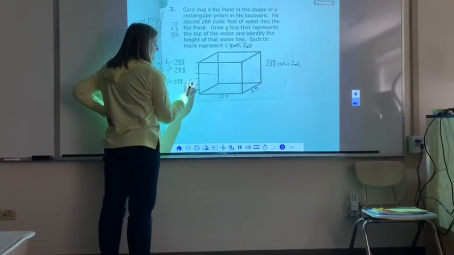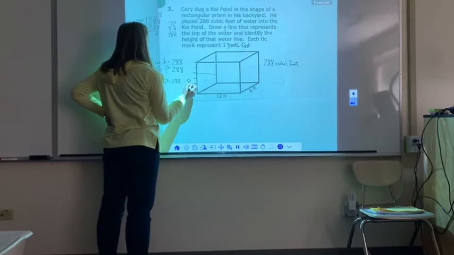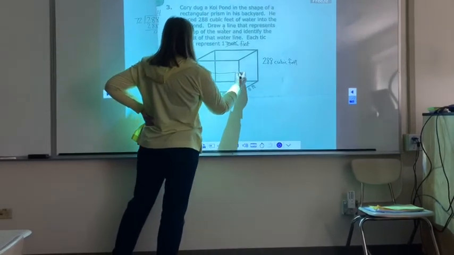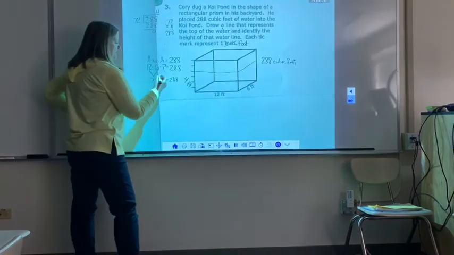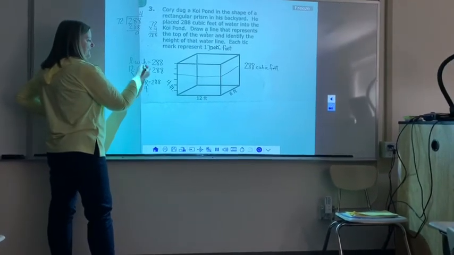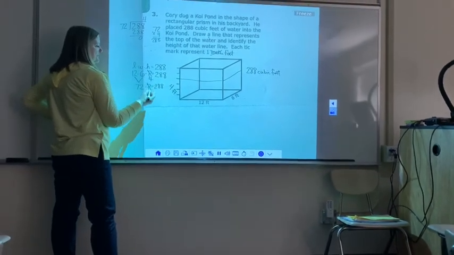It can have a height of 4, not inches, feet, that goes across there. We can now replace our question mark with a 4. The height is 4 feet.